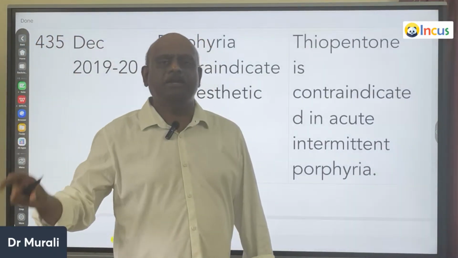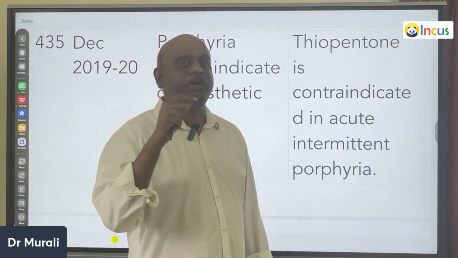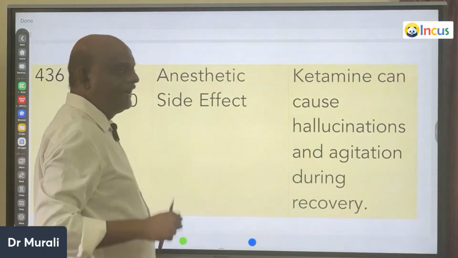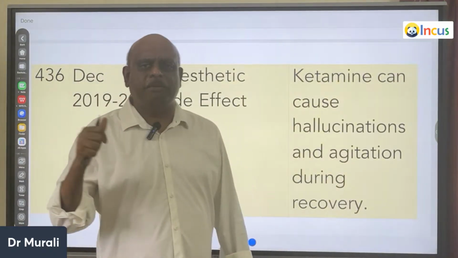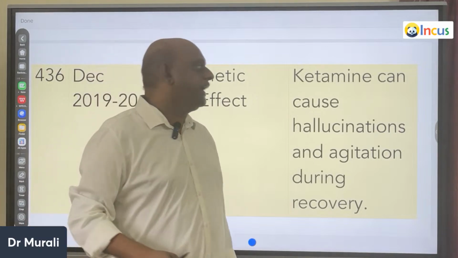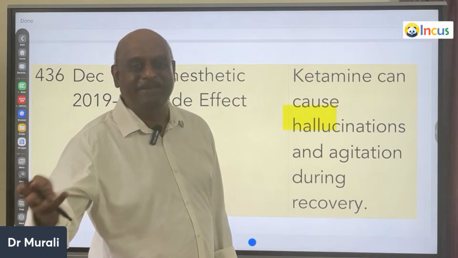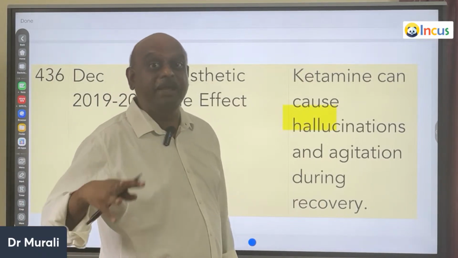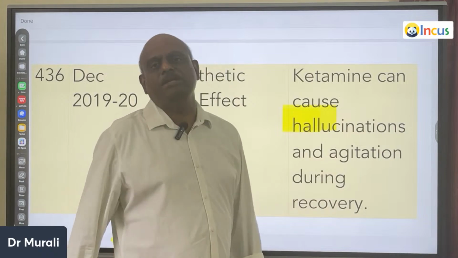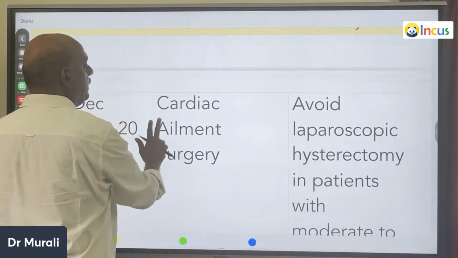Now, all the contraindications of thiopentone. Acute intermittent porphyria is a contraindication for thiopentone, a favorite area. Ketamine, everything will rise with ketamine. Blood pressure rises, intracranial tension rises, intraocular tension rises. And ketamine will cause hallucinations. They are called emergence delirium. When the patient is recovering from the ketamine, he develops emergence delirium, he develops hallucinations. Is a favorite PYQ.